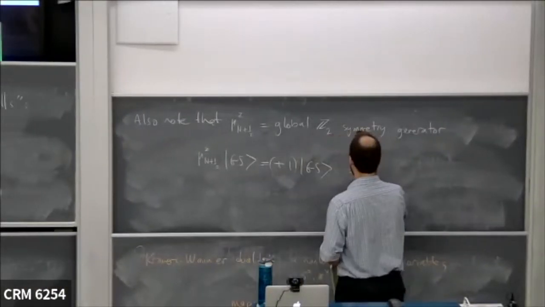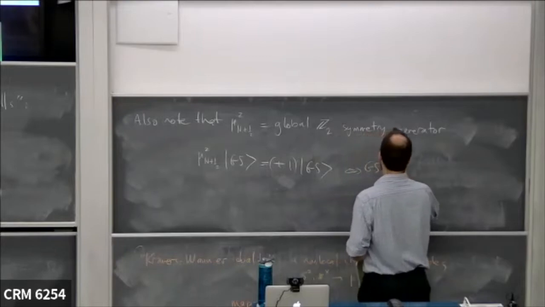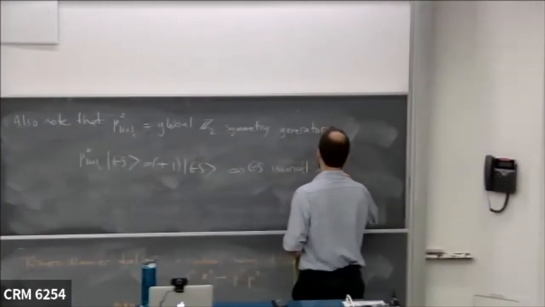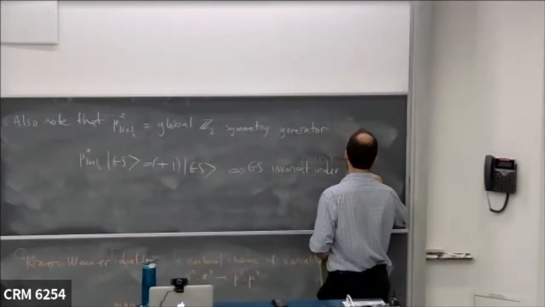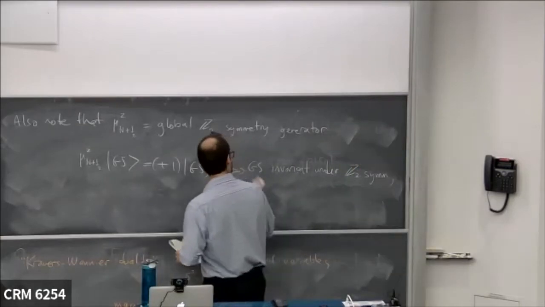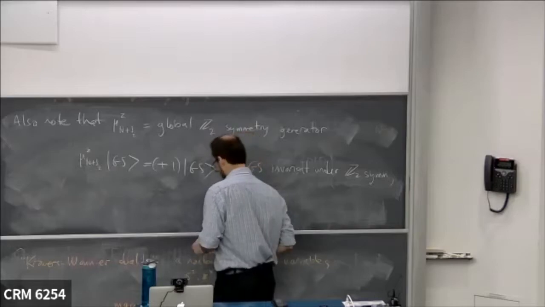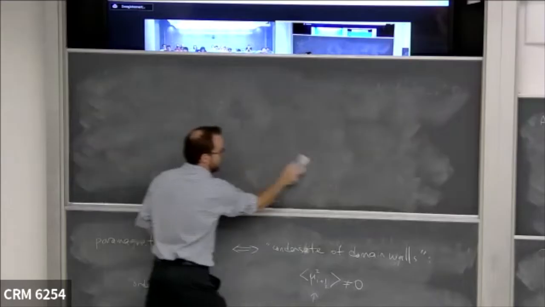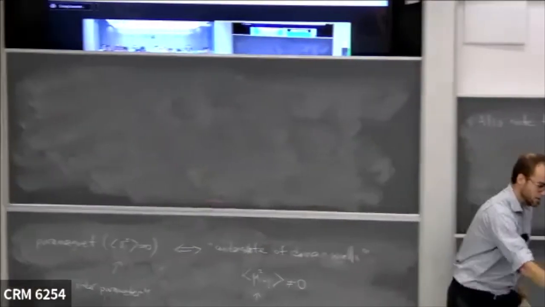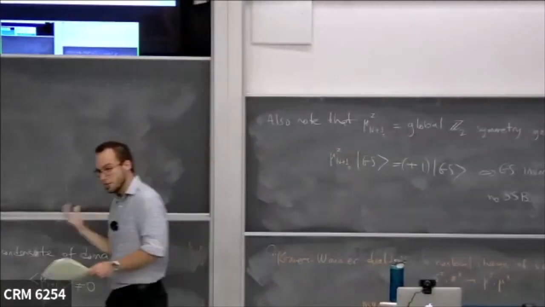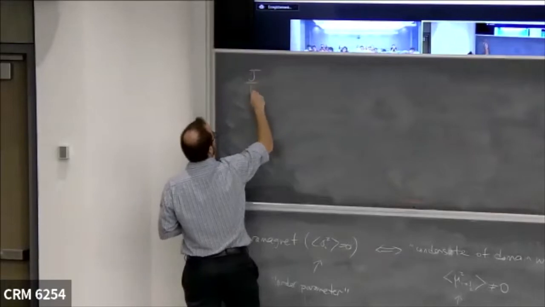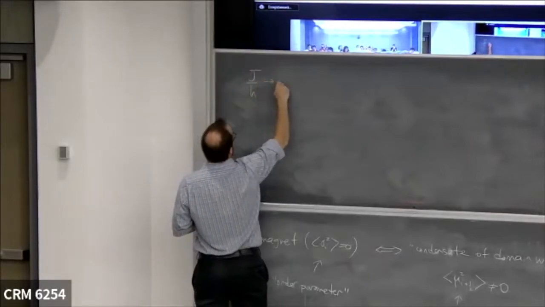So the ground state is invariant under the Z2 symmetry transformation. There's no spontaneous symmetry breaking. Good. So we understand this limit, the trivial paramagnet, and then we can look at the other limit, which is J over H goes to infinity.